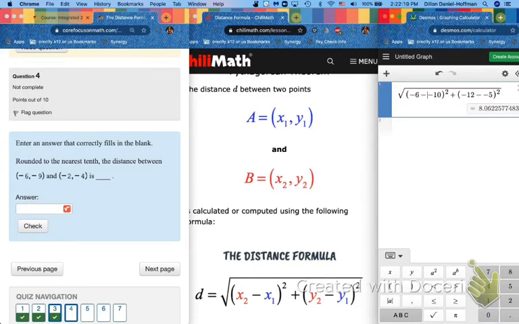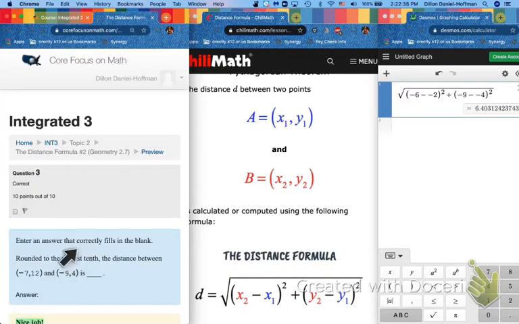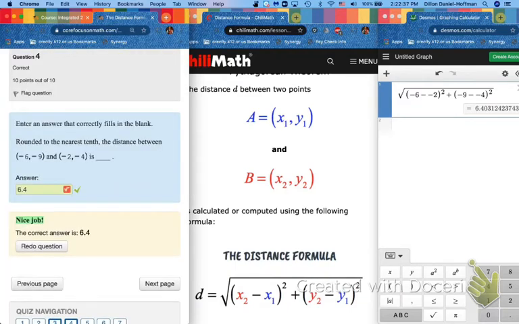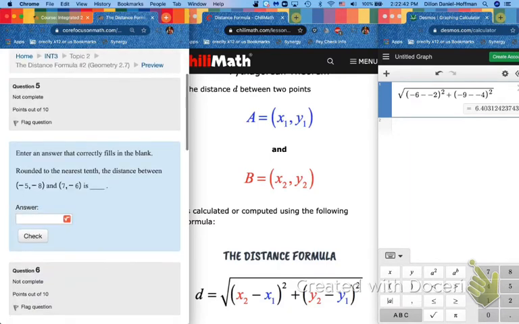Negative 6 minus negative 2. Extra hard focus the second time. Negative 9 and negative 4. 6.4. Show me that green. Not the red chili and not the other Christmas color. You got it. All right, let's try and go 3 for 3 on these last 3.